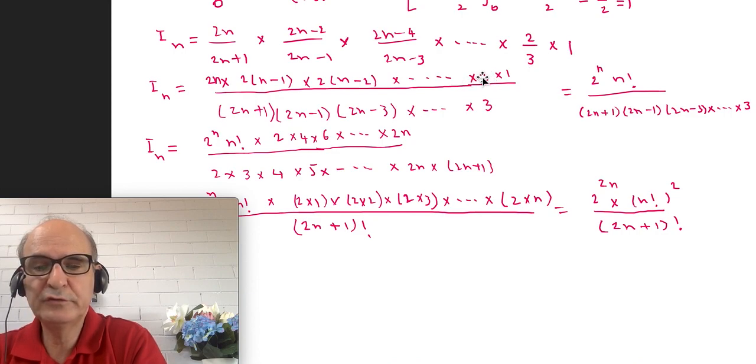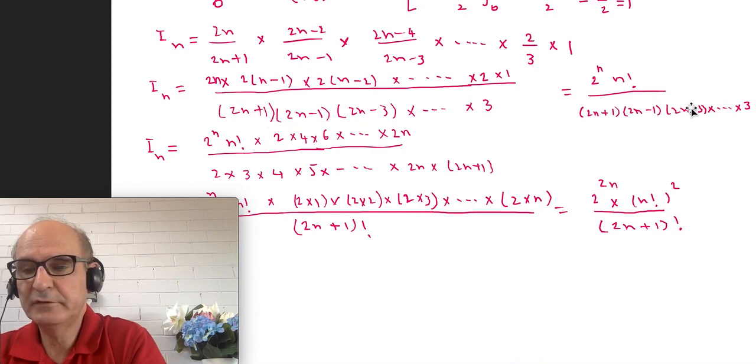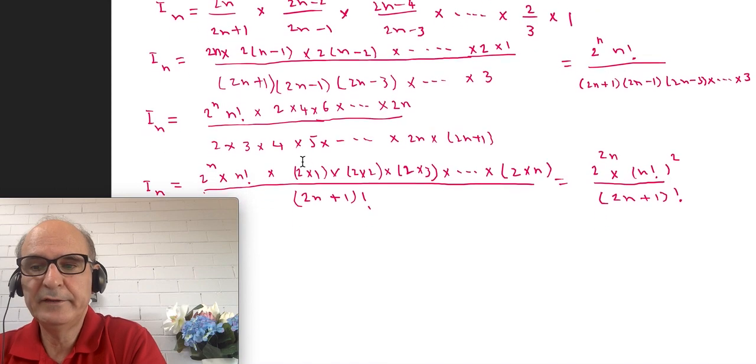So how many 2's are there? You have n number of 2's here, going from 1 to n. So these 2's will become 2 to the power of n. Then you look at the other values. Apart from 2, you've got 1, and all the way n minus 2, n minus 1, and n. So that becomes n factorial. And the denominator, I've just written the way it is for the time being, so just multiplying everything together.